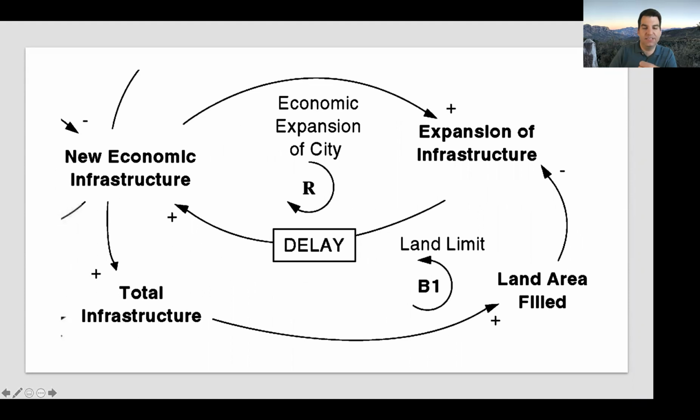And one of these has to do with just land. There is a land limit that will ultimately prevent you from growing your infrastructure too far. The city only exists in a certain space. And once you use up all that space, then there's no way to continue to grow the infrastructure without getting rid of old infrastructure and then replacing it with new infrastructure.